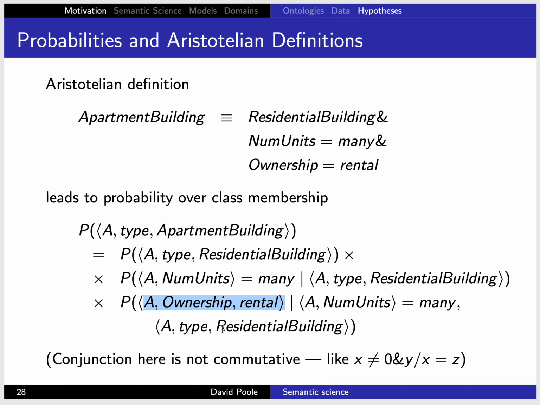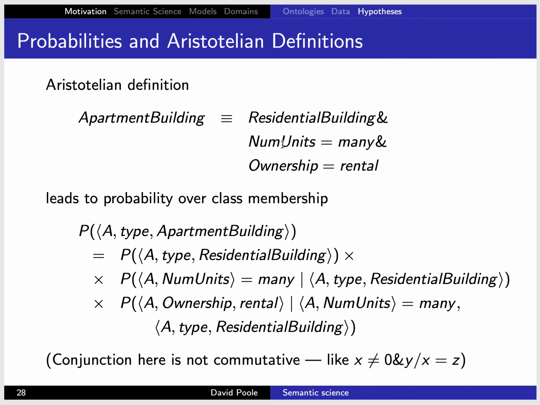So what we have here is a conjunction of things, and that's the definition of apartment buildings. Notice something peculiar going on here: number of units is many is not defined for things that are not residential buildings. So in some sense this conjunction is not commutative. We want this and this and this, but if this is false, the number of units is many is not defined. So we're going to worry about those things.